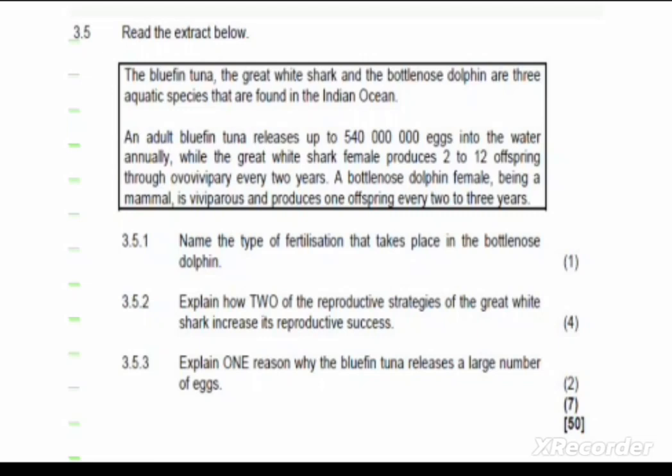So let's talk about the last question. Explain 1 reason why the bluefin tuna releases a large number of eggs. To increase the chance of fertilization or the survival of the eggs, as the eggs may be lost to predators since there is external fertilization.